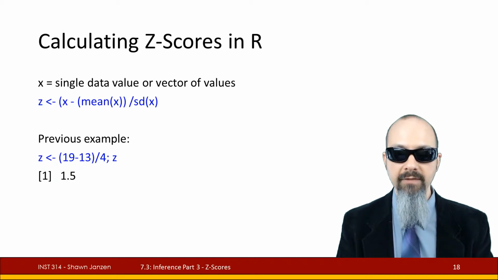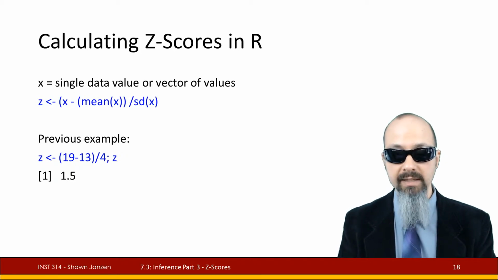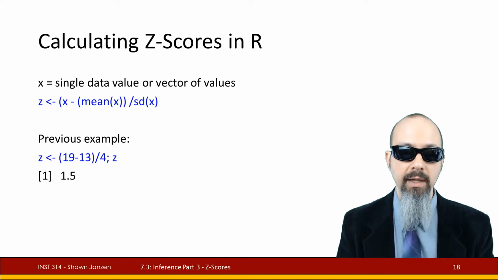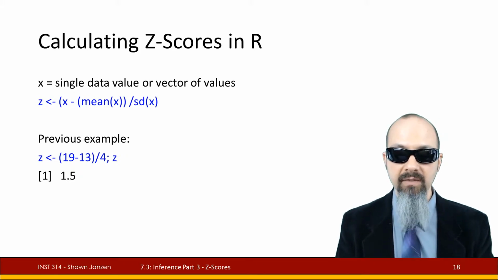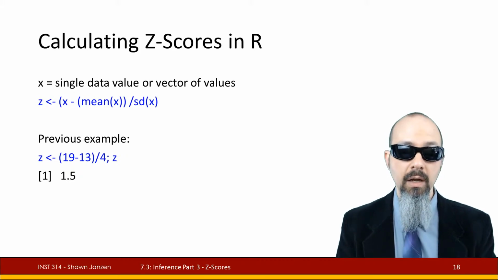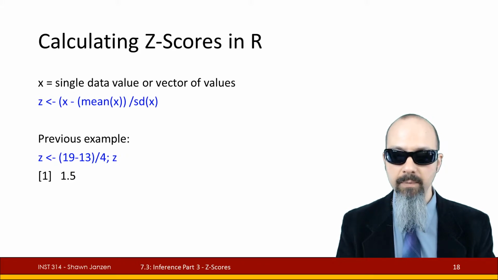Of course, you don't have to assign it into a letter like z. You could just run the math as the calculator, and it'll tell you 1.5. I had just saved it as z in case I want to use it later, like we're going to see when we get to confidence intervals.